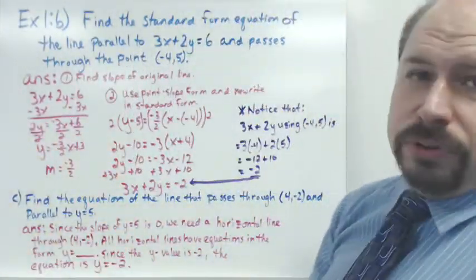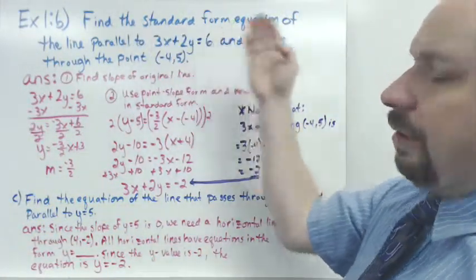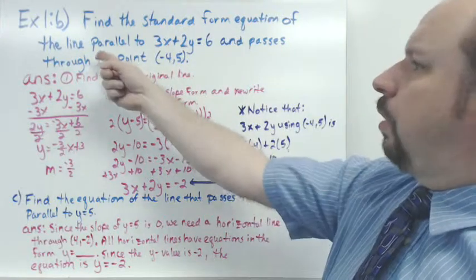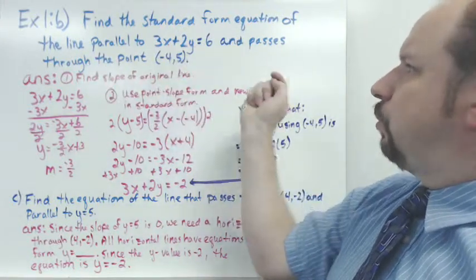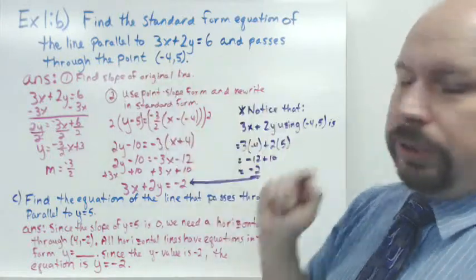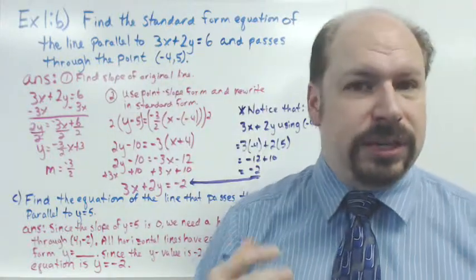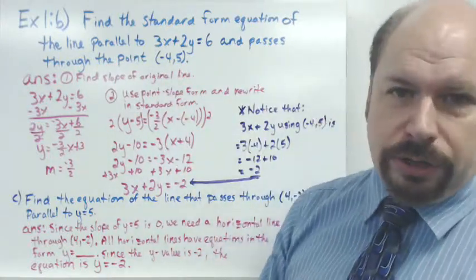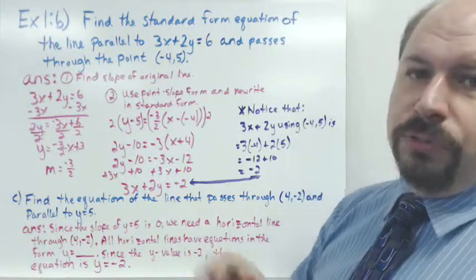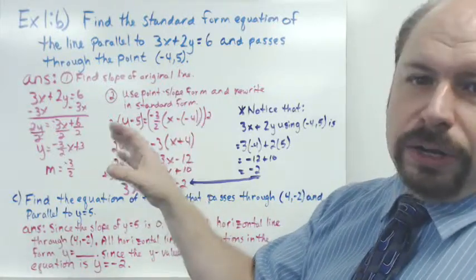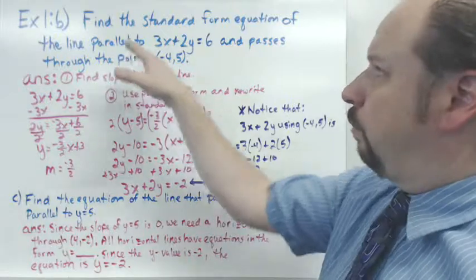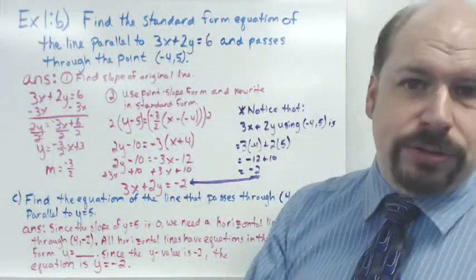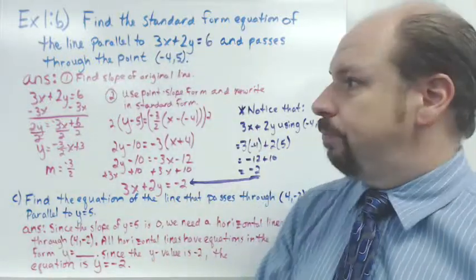Okay, next example. Example 1b. Find the standard form equation this time of the line parallel to 3x plus 2y equals 6 and passes through the point (-4, 5). So this time it is telling us to write our equation in standard form. Before it didn't say what form to write it in, so point-slope was fine. But this time we need to rewrite the new equation in standard form.